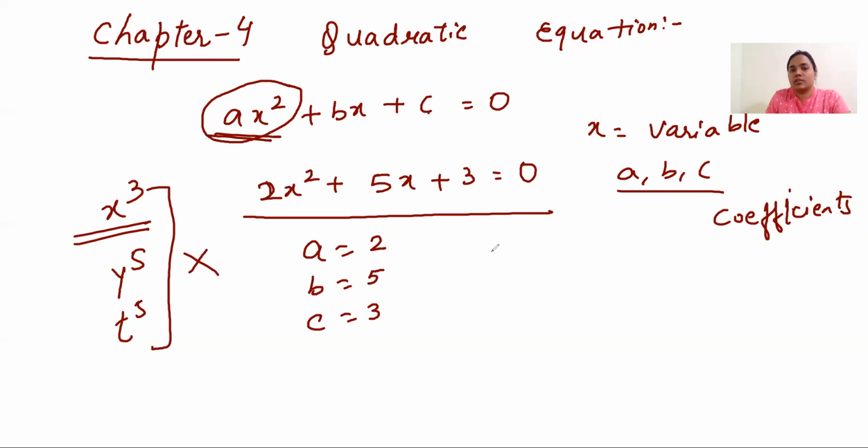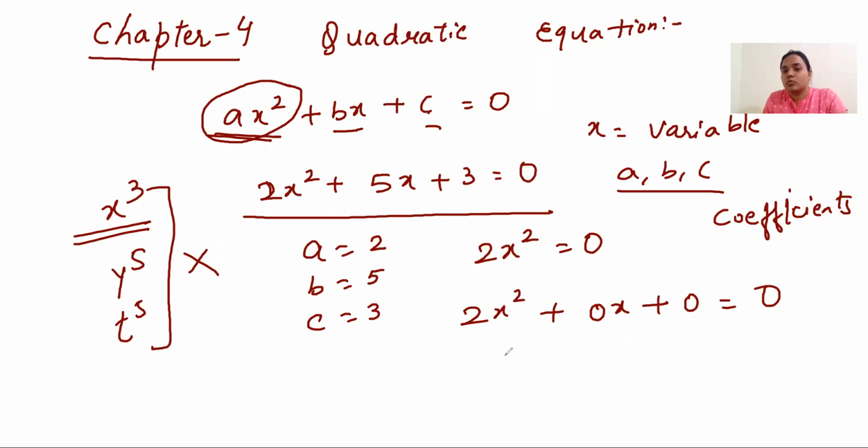If we have any equation like 2x square is equal to 0, now you might get confused whether this is a quadratic equation or not, because there is no bx, no c. But we can write this in the form of 2x square plus 0x plus 0 is equal to 0. So a is 2, b is 0 and c is 0. So this is also our quadratic equation.